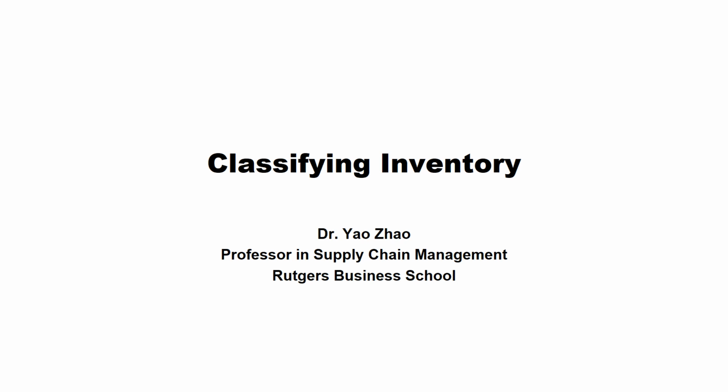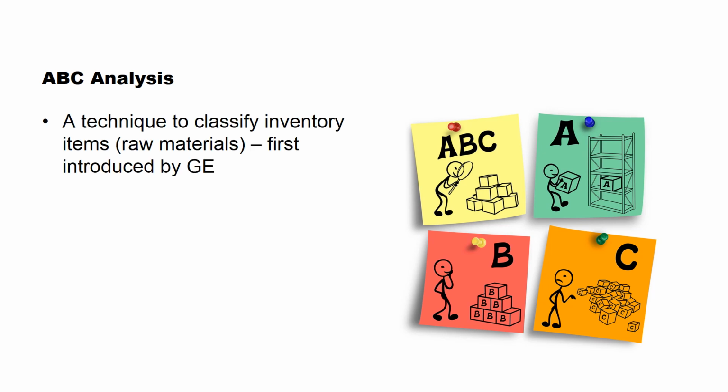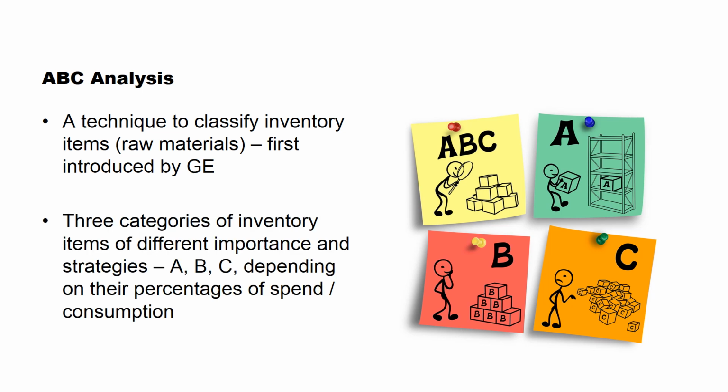Hello everyone, in this video you will learn how to apply the 80-20 rule to classifying inventory by an ABC analysis. ABC analysis is a technique first introduced by General Electric (GE) to classify inventory for raw materials. The method classifies items of different importance into A, B, and C types or classes of inventory depending on their percentages of the total spend or consumption, and then uses different inventory strategies to manage them.